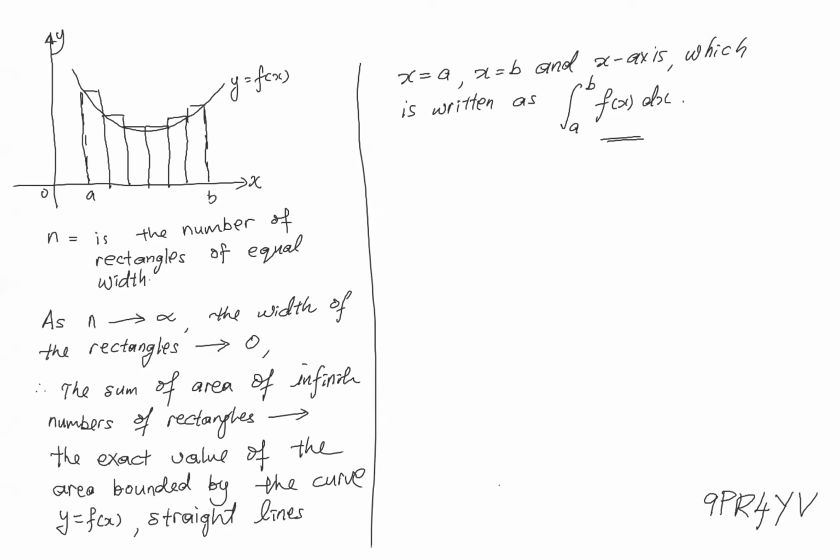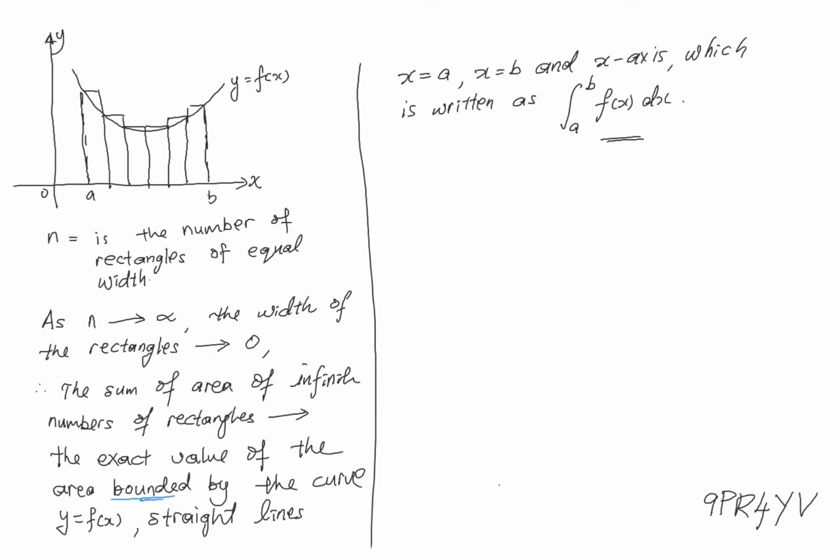As n tends toward infinity, that means the number of rectangles tends to infinity. The width of the rectangle tends towards 0. Am I right? Okay, so the sum of the area of an infinite number of rectangles will approach the exact value of the area. You see, I use the word bounded.